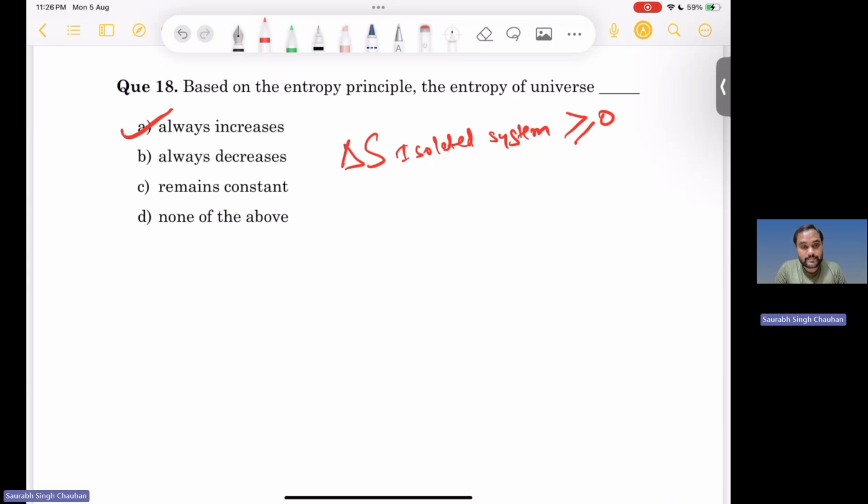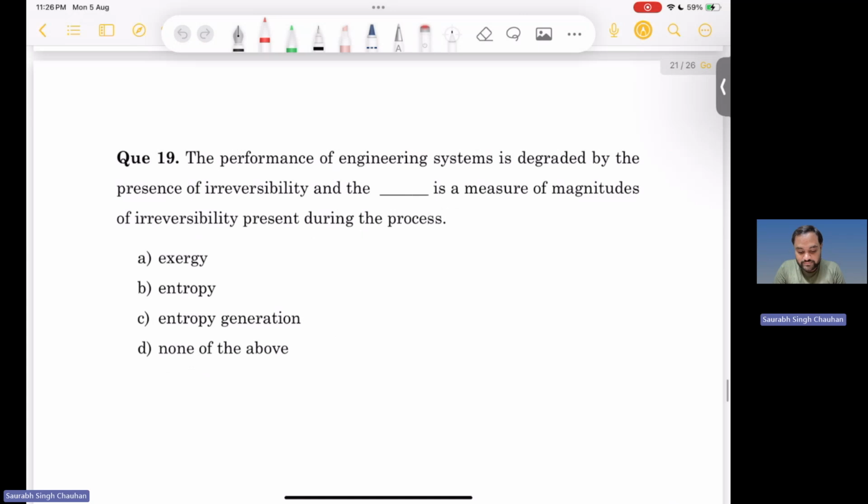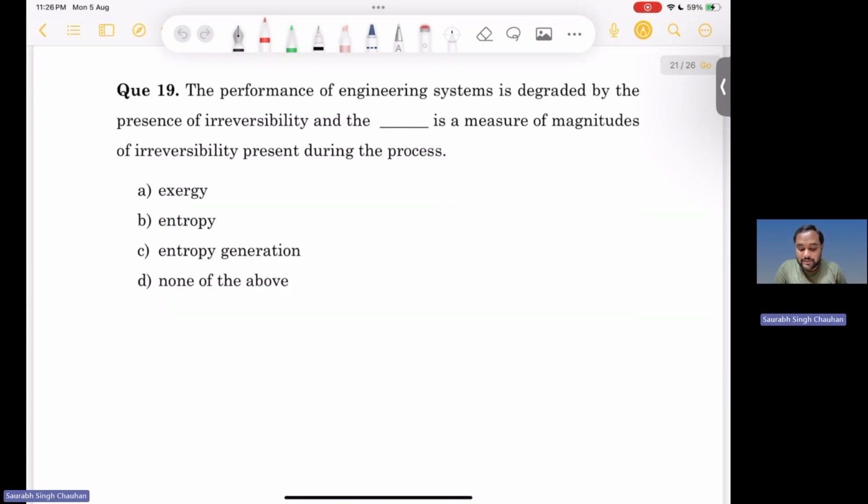That was question number 18. We can move to question number 19. The performance of an engineering system is degraded by the presence of irreversibilities. Correct. And what is the measure of the magnitude of irreversibility present during the process? Whether it is exergy, entropy, entropy generation, or none of the above.